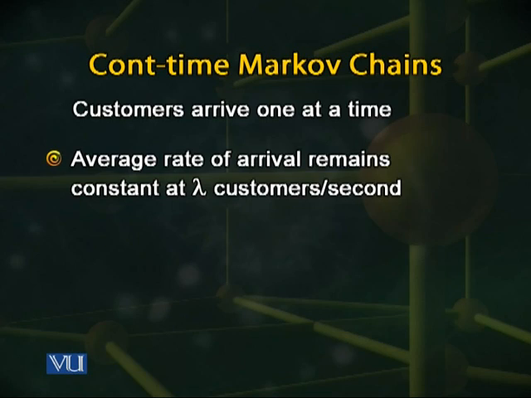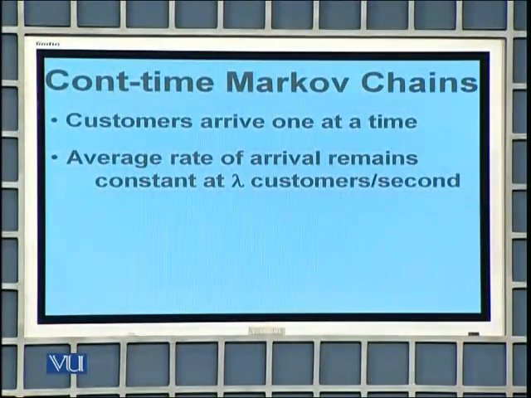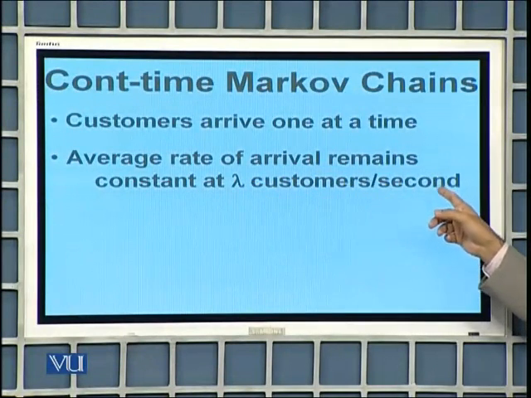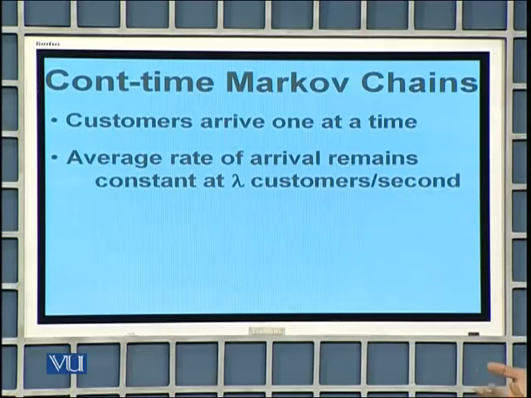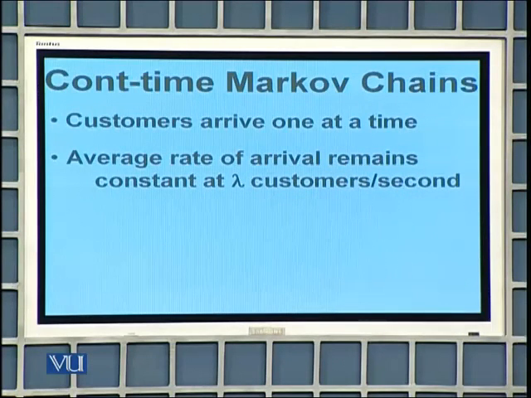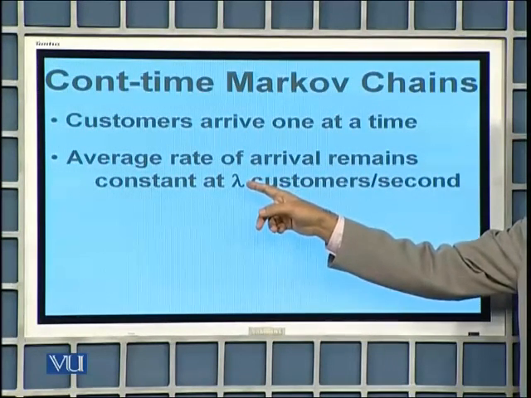And the average rate of arrival remains constant: throughout our observation time, the average rate of arrival is constant, and that is lambda customers per second. You can replace second with any unit of time, say minute or hour, but the rate remains the same. You cannot analyze behavior where the rate of arrival of customers in the morning is more, at noon time it's less, and in the evening it's again more. You have to assume a simplifying assumption of a constant arrival rate.